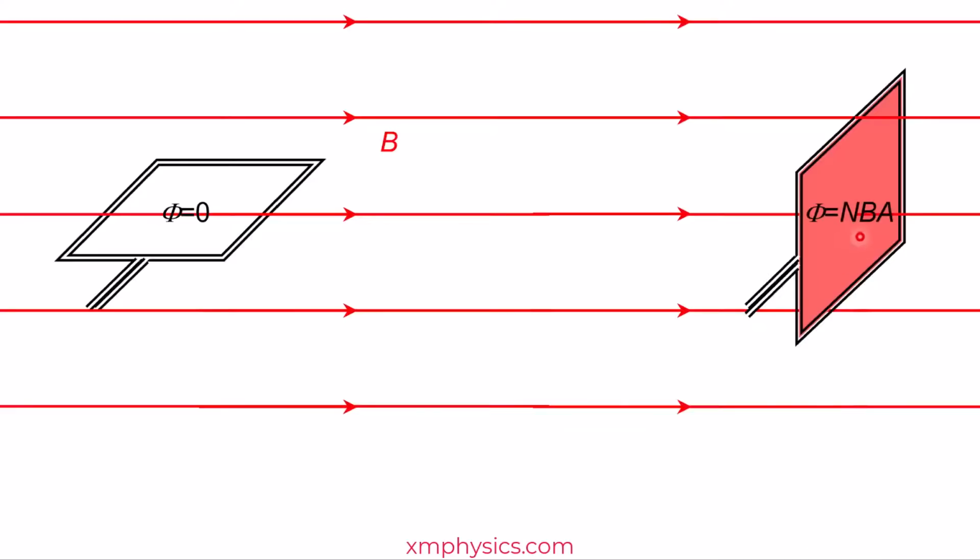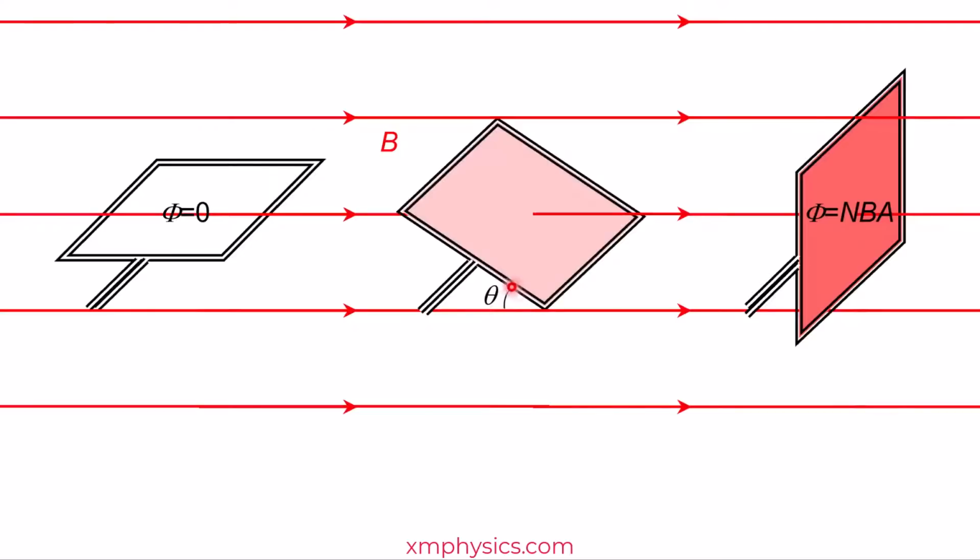And the maximum magnetic flux is NBA. N is the number of turns in this coil. A is this rectangular area. So what about when the coil is like this, making an angle of theta with the magnetic field? So when theta is 0, phi is 0, right? And when theta is 90 degrees, phi is NBA. So the expression for the magnetic flux linkage must be NBA sine theta.